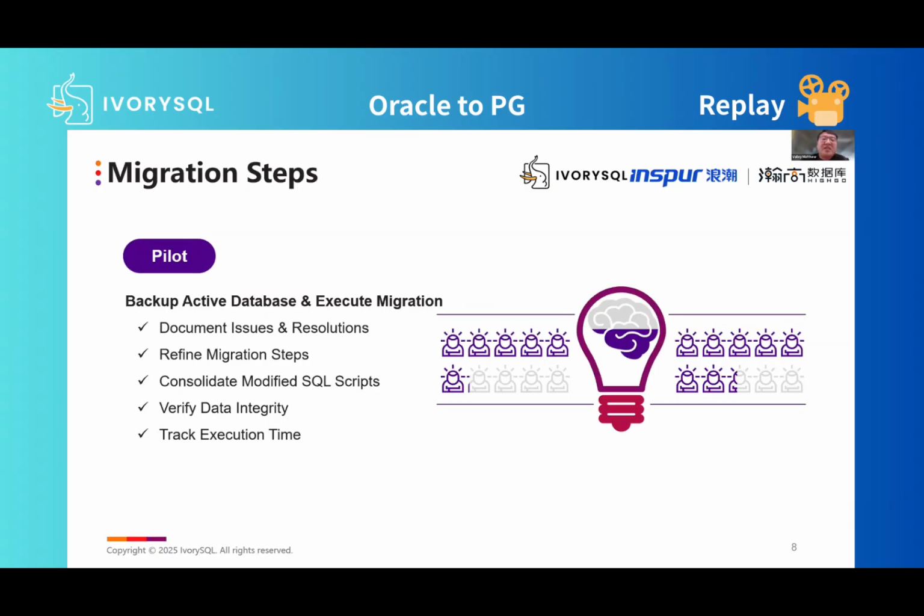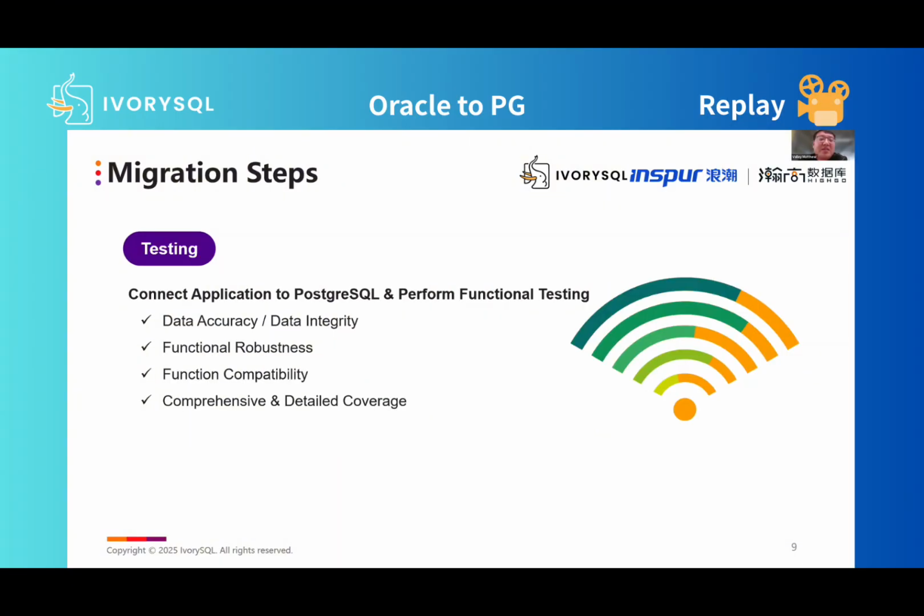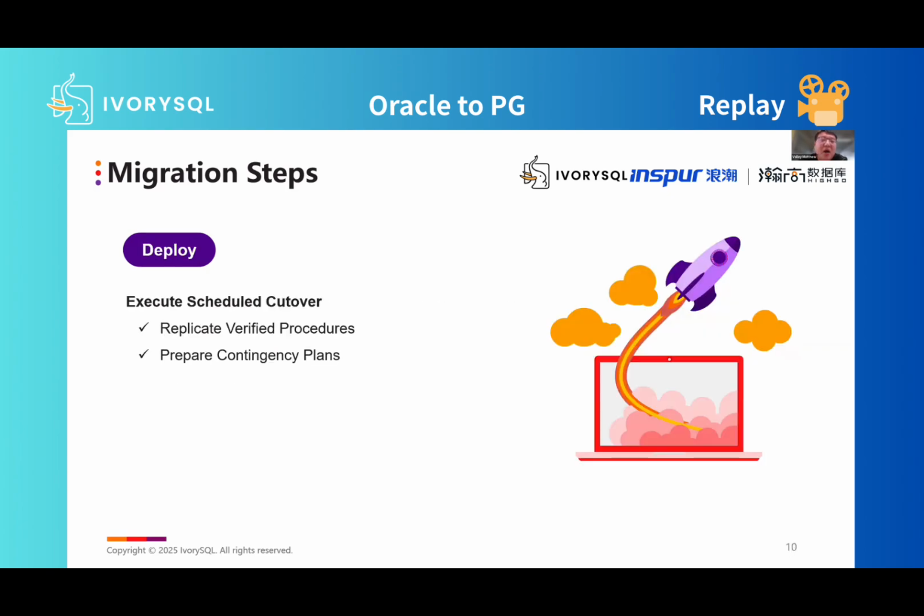And this is step 4, the pilot. This is where we execute the plan on a small scale. We back up the current database and execute the migration on a test environment. The key goal here is to document all issues and refine the steps. The fifth is testing. With the functional test and the performance test, we verify the accuracy and the speed, right? And the next one is the deploy. We move the data and install the new system in the production environment.